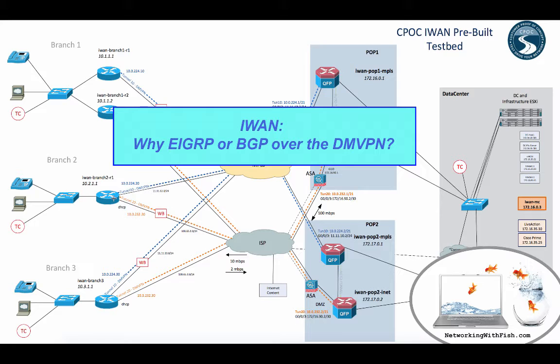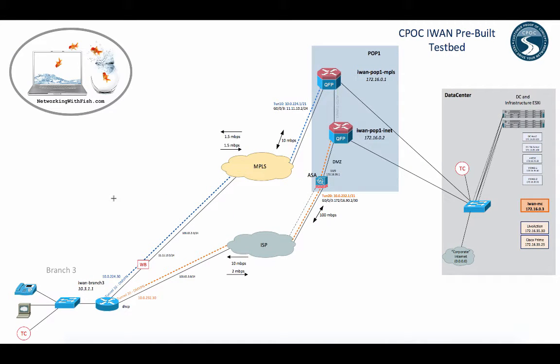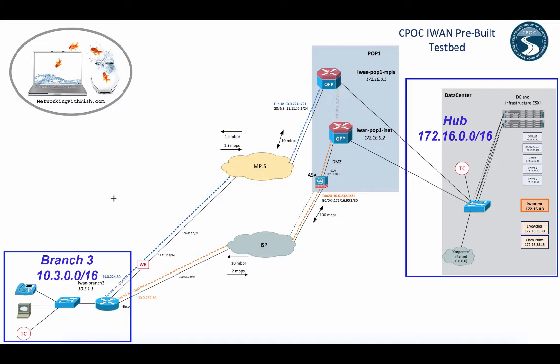And what we're going to do is drill in just a little bit so it doesn't get so busy. And we're going to look just at branch 3. So branch 3, and then we have an ISP cloud, an MPLS cloud, and we also have POP1, as you notice the other POP1 away, and a data center. So what we're going to talk about is branch 3. Anything behind branch 3 is 10.3.0.0/16.